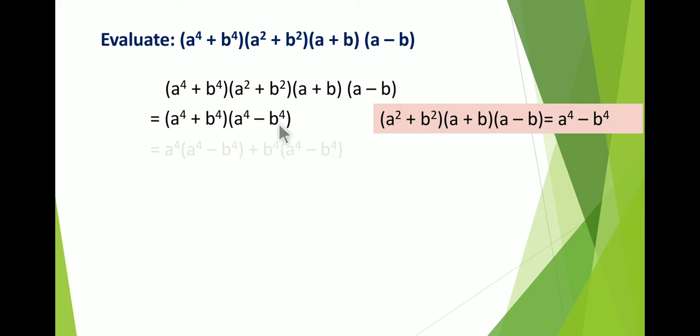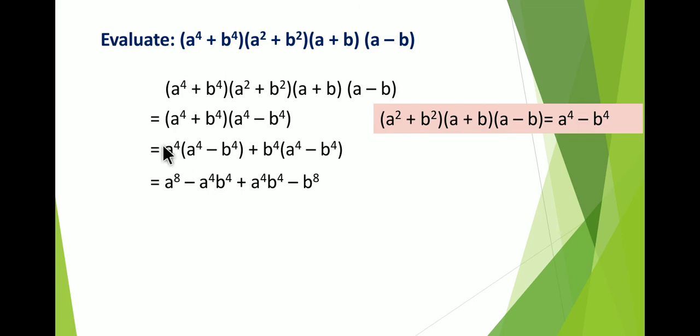Next step we will do as we have done in the previous case. A to the power 4 will multiply this expression first, and b to the power 4 will again multiply the same expression. So a to the power 4 times a to the power 4 is equal to a to the power 8, the power is getting added up, minus a to the power 4 into b to the power 4. Then plus a to the power 4 and b to the power 4, or b to the power 4 and a to the power 4, is the same thing. Plus into minus, b to the power 4 and b to the power 4 gives b to the power 8. Here again these two terms will cancel each other, and thus we are left with a to the power 8 minus b to the power 8.